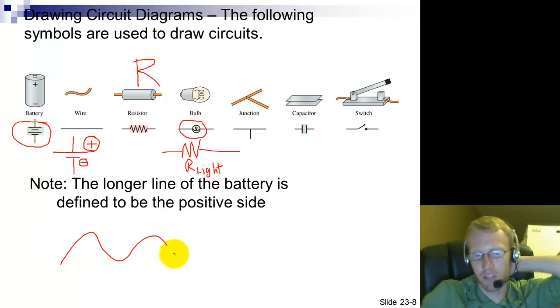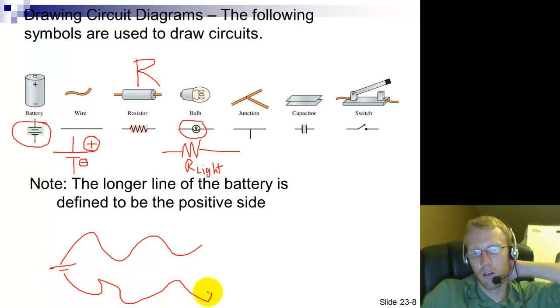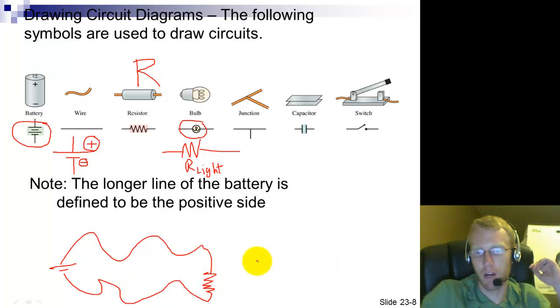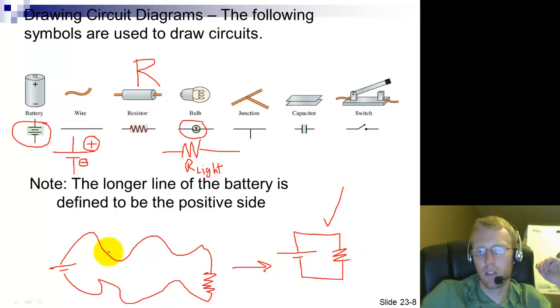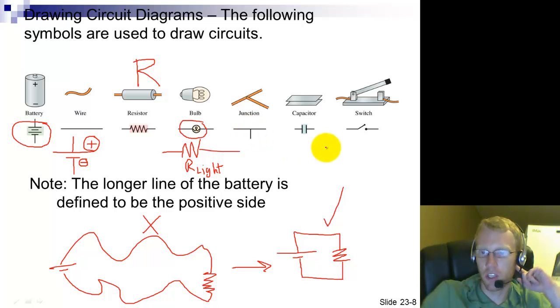You don't want to have some curly things like this, and oh, here's my battery, and then, oh, here's my resistor. That's a terrible circuit diagram. The right way to draw that would be, here's a battery, here's a resistor, just like that. So this is a good way to do it. This is a bad way to do it, if you have one battery hooked up with one resistor or light bulb. To draw a junction of 2 wires, you just draw them touching each other.